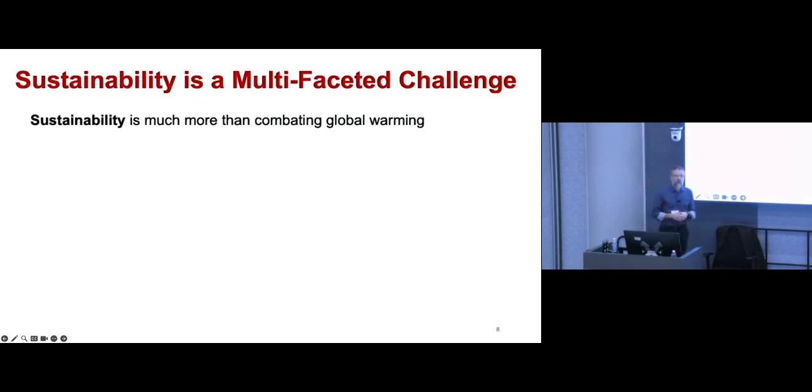But sustainability is more than just, quote unquote, combating global warming. It's a much broader problem, actually. It's also about the raw materials that we need to manufacture the computing devices that we use on a daily basis. And there's lots of materials that we need to use.